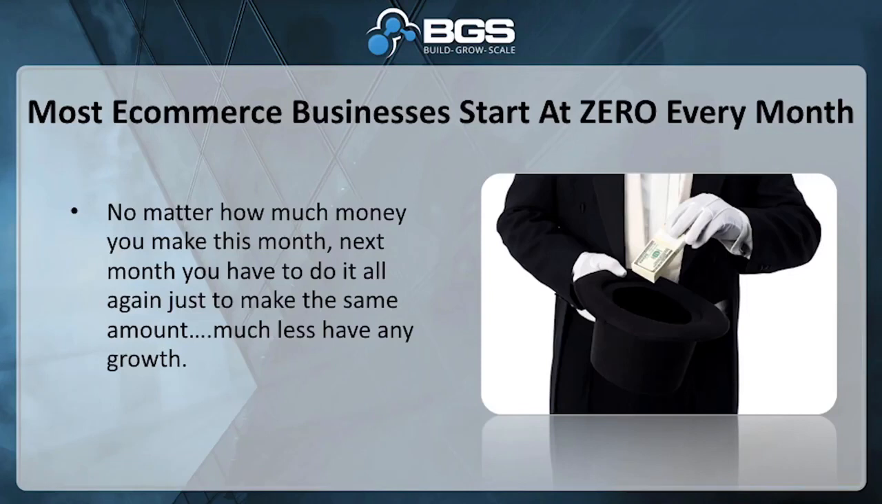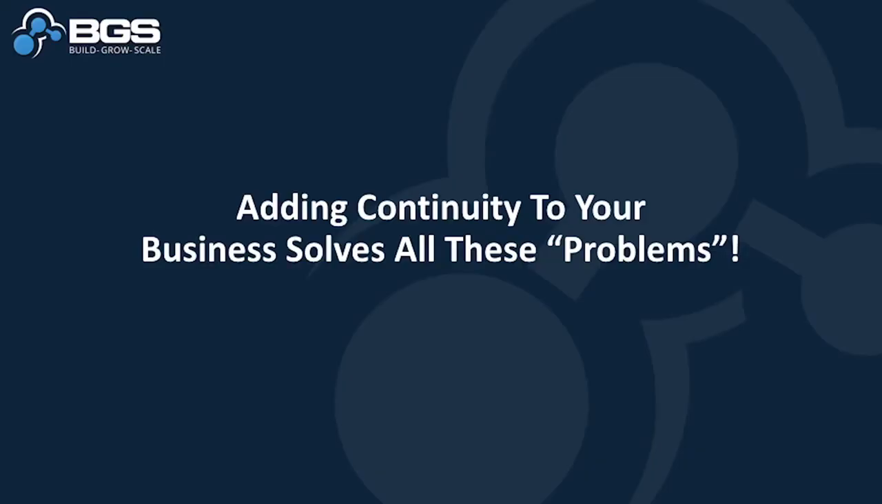If you're a front-end focused business, if Jonathan sells $600,000 worth of t-shirts this month, how much in 30 days, the next month, how much has he made? For the next month, he's made zero. He has to start all over just to hit the same number that he hit last month. There's no building, right? You're starting over at zero every single month. Continuity alleviates that because you start over at whatever your automated billing threshold is, right? So no matter how much money you make this month, next month you have to do it all again just to make the same amount, much less have any growth.